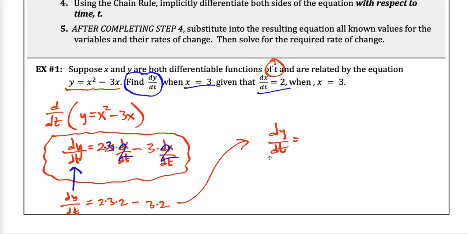What is that? 6, 12, 6. Now this one doesn't have any kind of units, so we wouldn't need to put that information in there, otherwise we should.